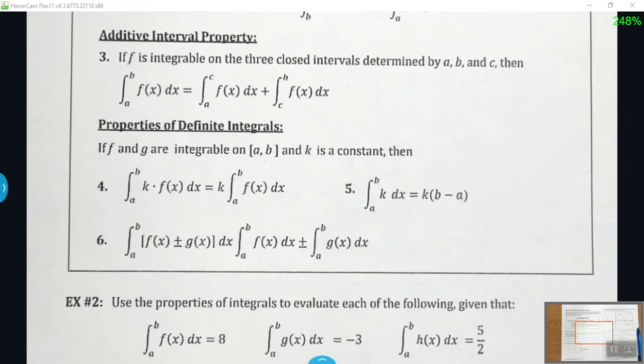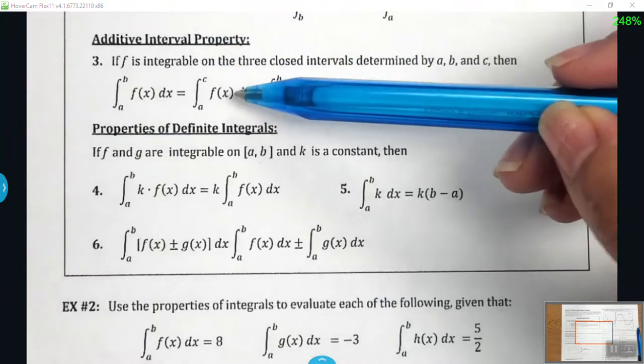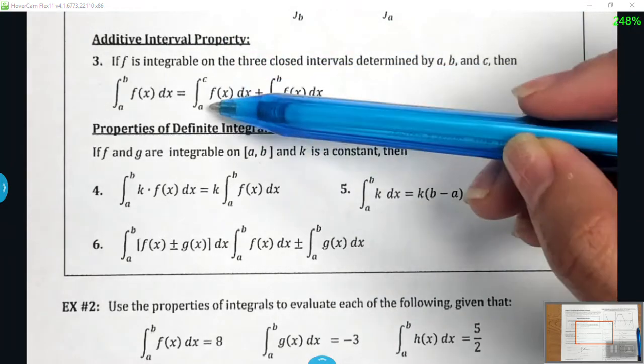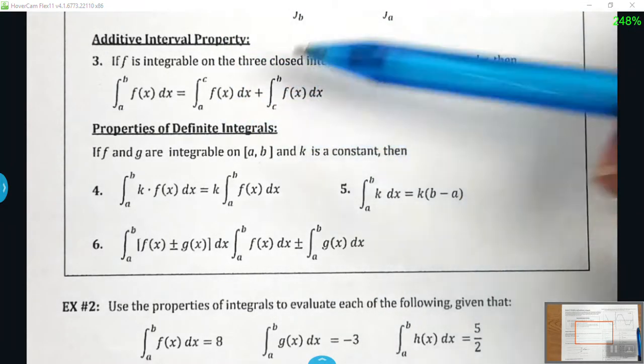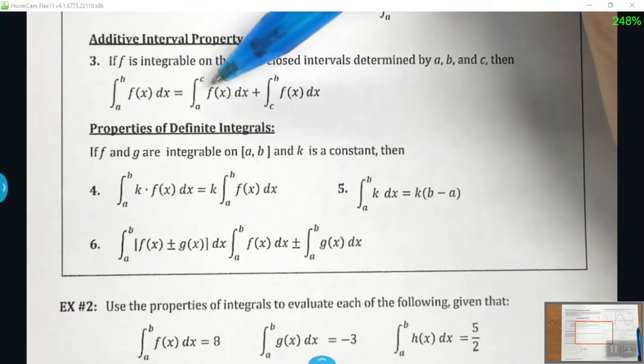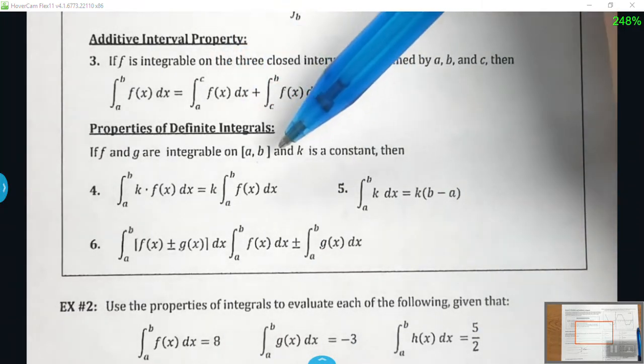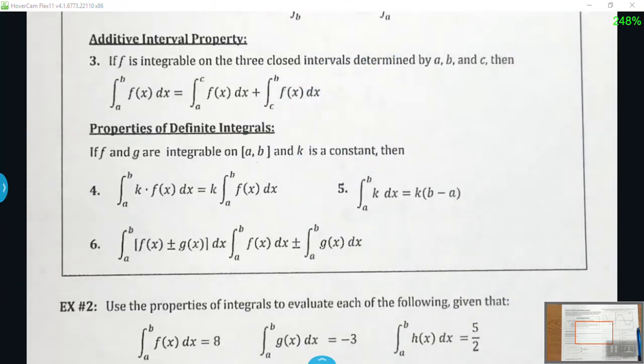This was one of the last ones. The integral from a to b of f of x, you can split it up into 2 parts. So you can go a to c and then c to b. A good reason why you would want to split it up is if you have a discontinuity in the middle, you would want to split it so that you could still find the area.